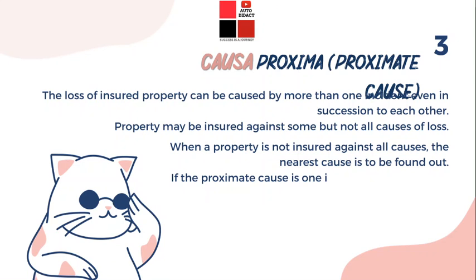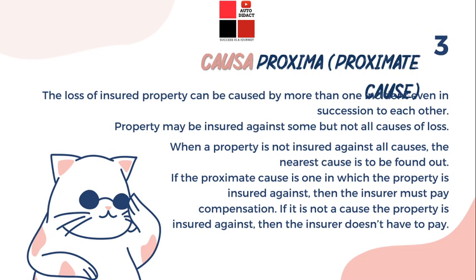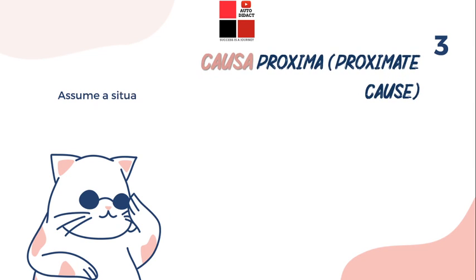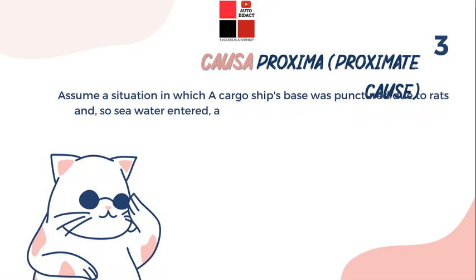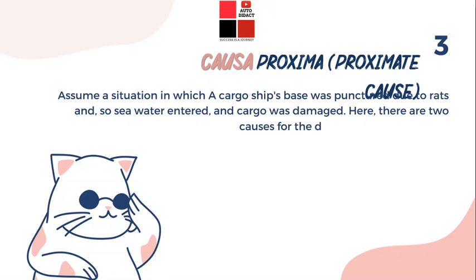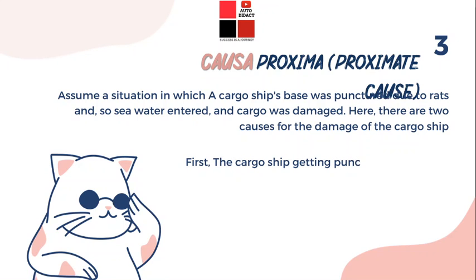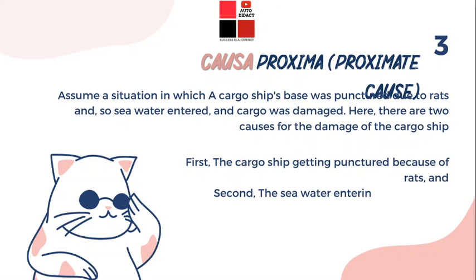Let's take an example. Assume a situation in which a cargo ship's base was punctured due to rats and so seawater entered, and cargo was damaged. Here, there are two causes for the damage of the cargo ship. First, the cargo ship getting punctured because of rats, and second, the seawater entering the ship through the puncture. The risk of seawater is insured, but the first cause is not. The nearest cause of damage is seawater, which is insured, and therefore the insurer must pay the compensation.